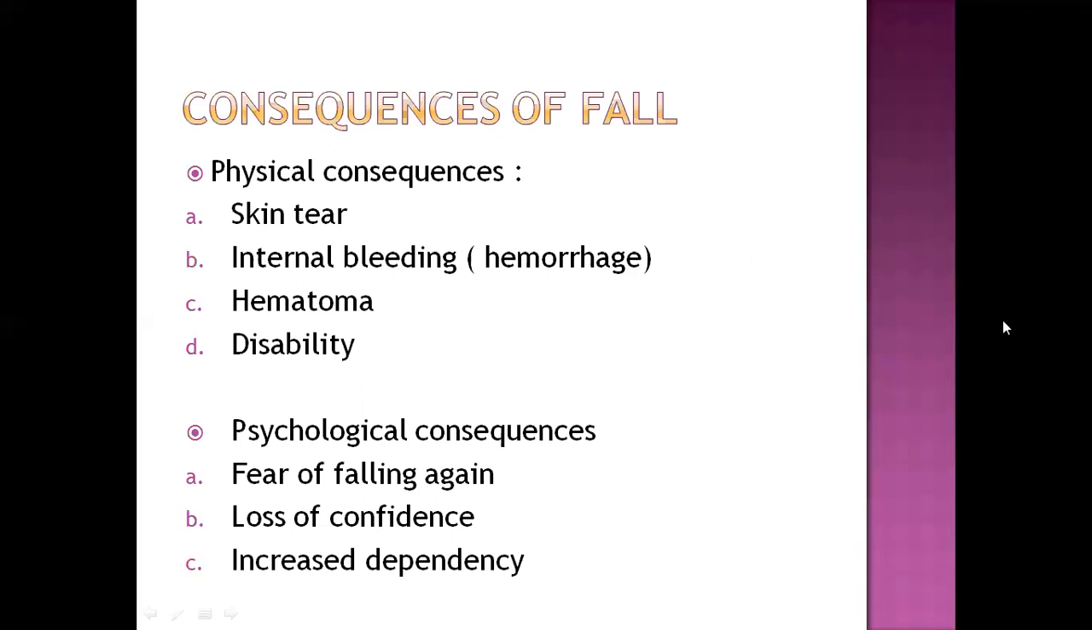Consequences or results of fall can be, first of all, physical consequences. Skin tear can occur. Till epidermis or dermis, there can be injury. Or if there is fracture, injury is much deeper. Internal bleeding or hemorrhage can occur. Also, hematoma can occur within the bones. Disability might occur due to fall injury.